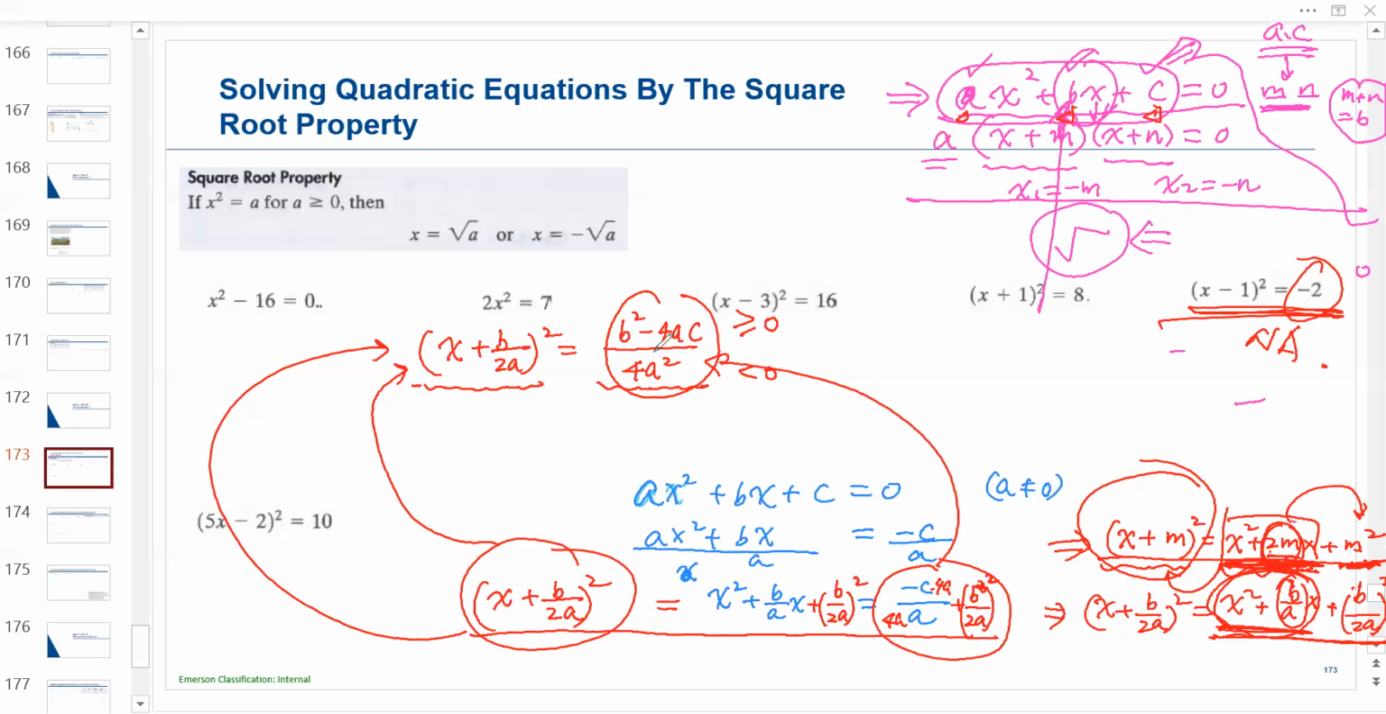You can see the bottom part is 4a squared. It's always a positive number, right? Because a is not equal to 0. So what we need to judge here is b squared minus 4ac. If it is greater than or equal to 0, that is one situation.